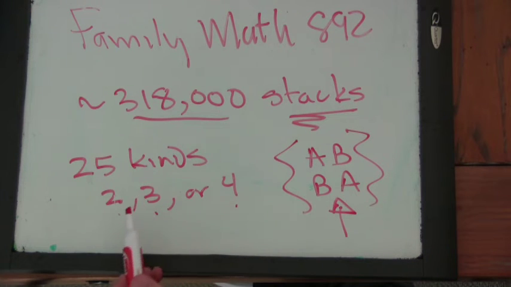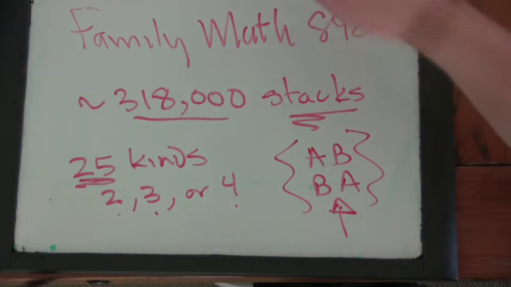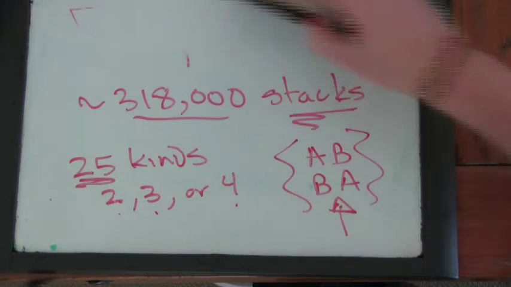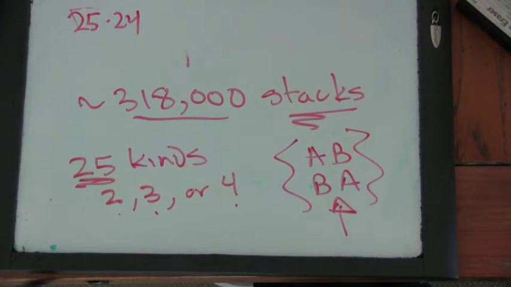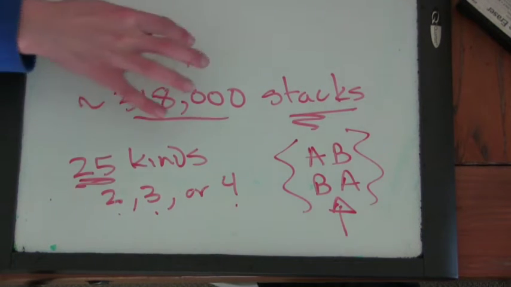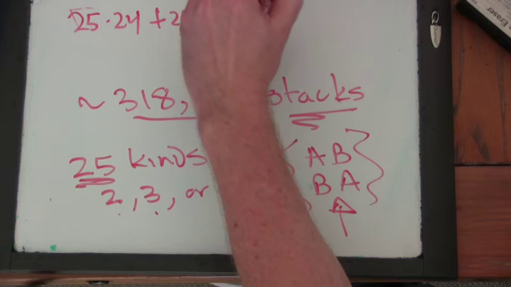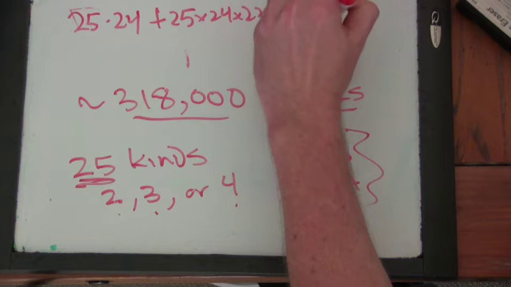All right, if these were different, how many total kinds of stacks of 2, 3, and 4 could we make with 25 kinds of Pringles and no repeats? For 2 you'd have 25 times 24. Maybe I'll write that up here. Am I on camera up there? I guess I am, just barely. So we'd have 25 times 24. For 3, 25 times 24 times 23, and then plus 25 times 24 times 23 times 22.